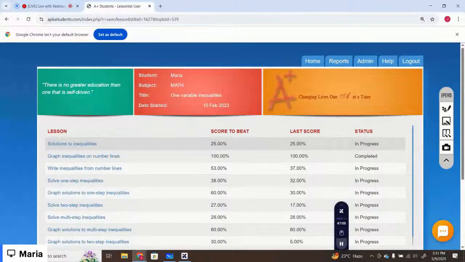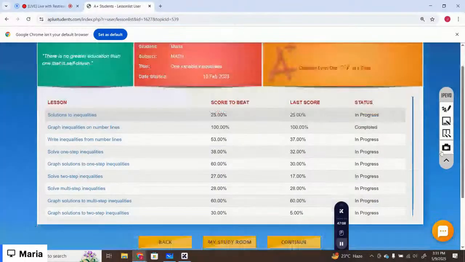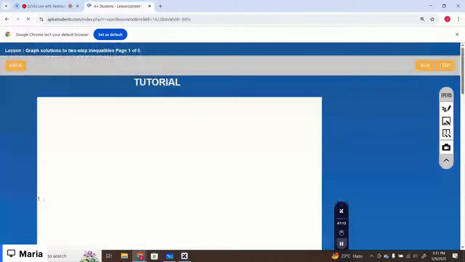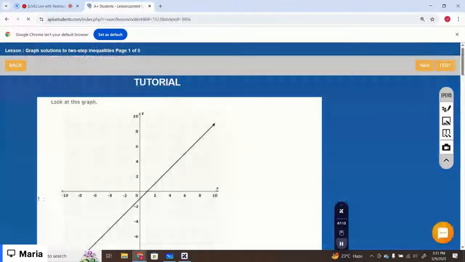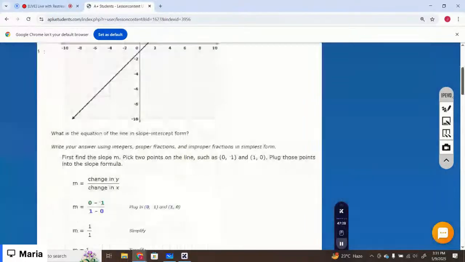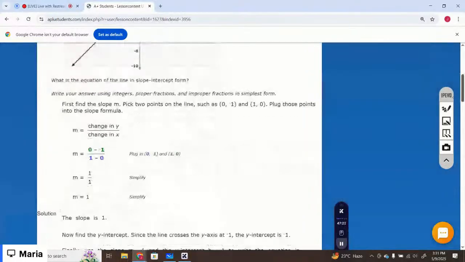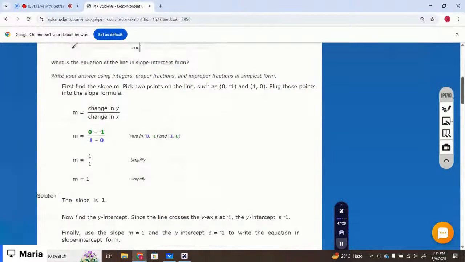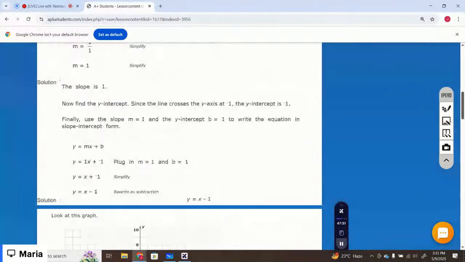And the next lesson is graph solutions to two-step inequalities. Look at this graph. What is the equation of the line in slope-intercept form? So you need to find the slope first. Then you have to use any of the point and calculate the value of b. Then you have the equation. That is y equals x minus 1.